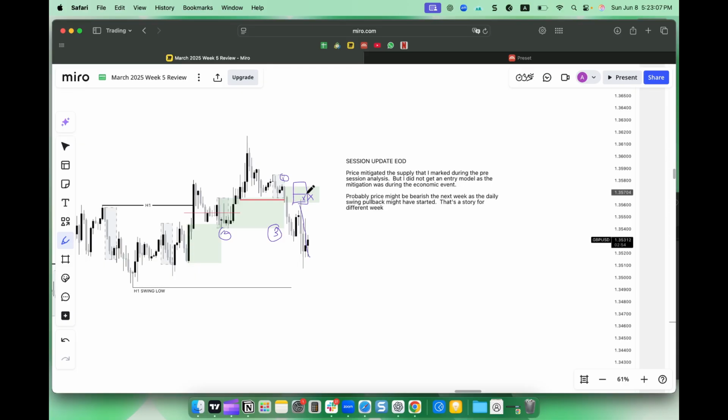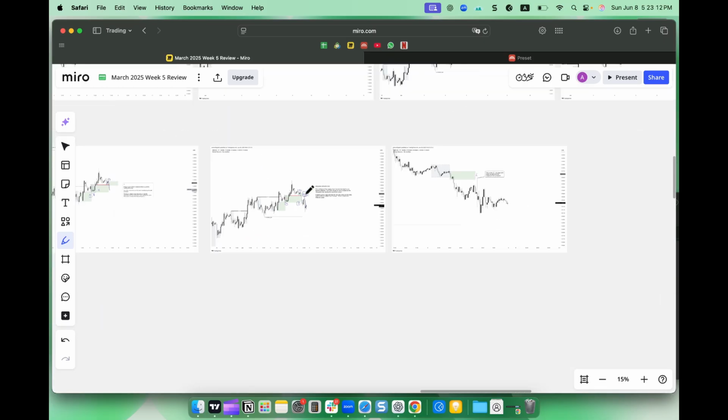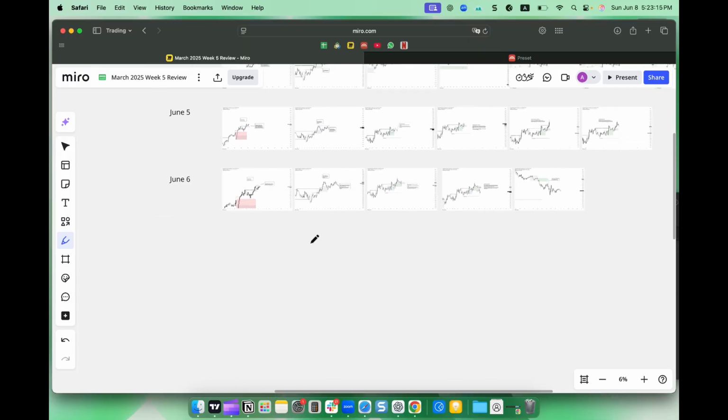So I never trade H1 risk entries. All my entries are M15 confirmation, I mean M15 timed entries.